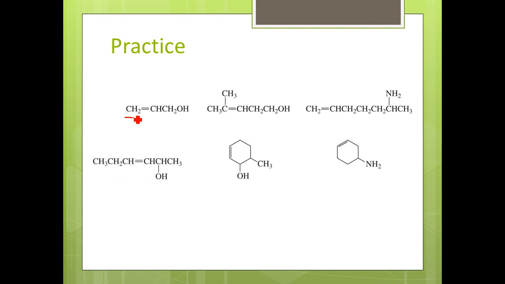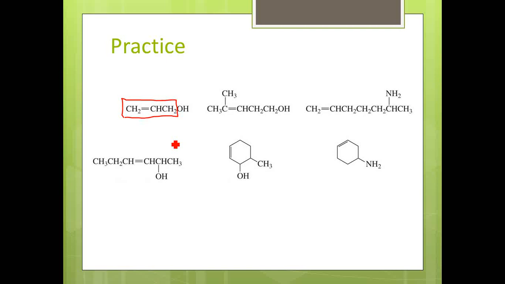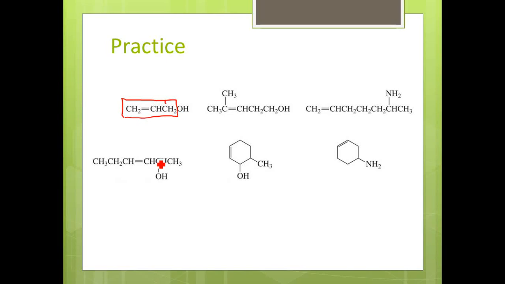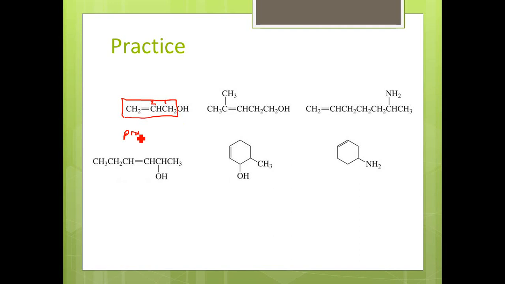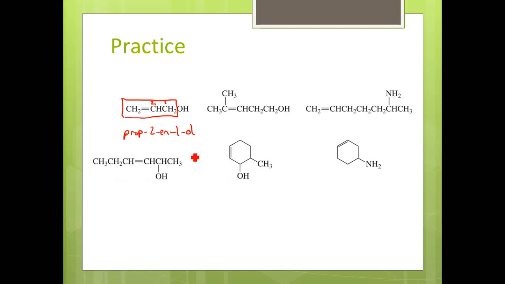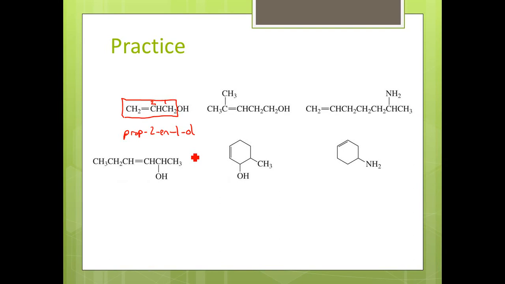So a great example of that right here. What we have on this first one, we have our carbon backbone, and that includes the double bond and the OH in it. But since the OH is a higher priority, that's going to be our number 1 position. So what we have is a propanol. So it's a prop-2-ene-1-ol. We're having both of those backbone names in the name itself.